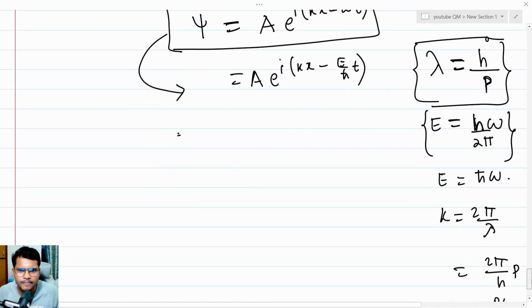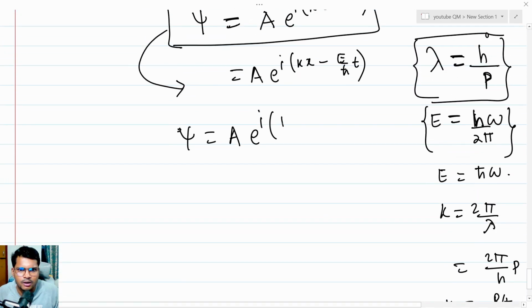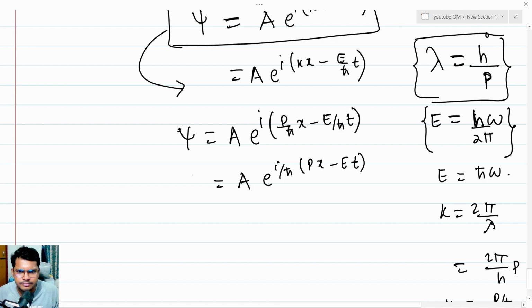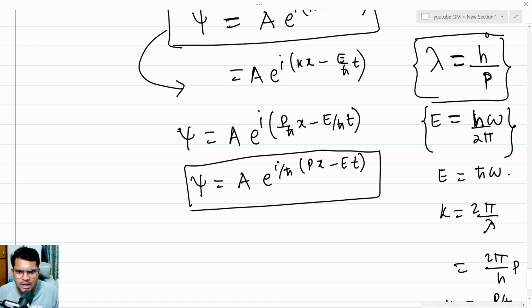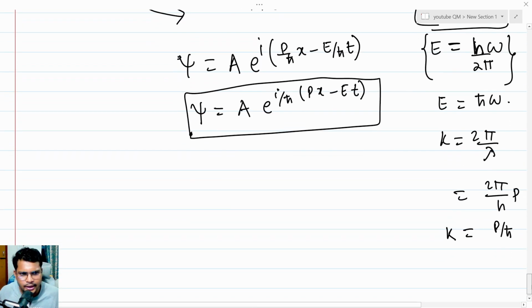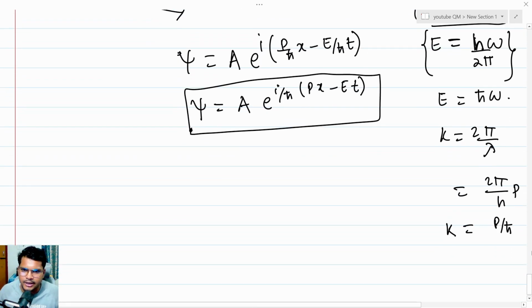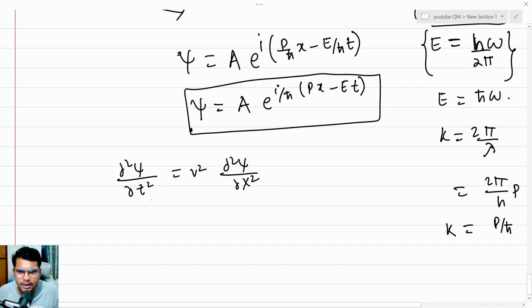Therefore psi in this case becomes e to the power i(k x minus omega t), with k as p over h bar into x, minus E over h bar into t. So it simply becomes e to the power i over h bar (px minus Et). Now this is a quantum mechanical type of wave. It's still a plane wave, but a quantum mechanical one. I have the equation del squared psi over del t squared equals v squared del squared psi over del x squared. Now plug this into it.